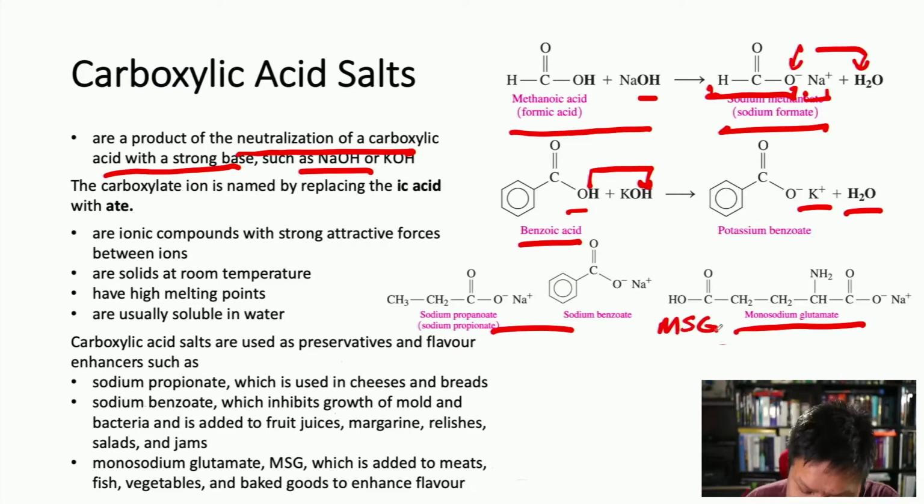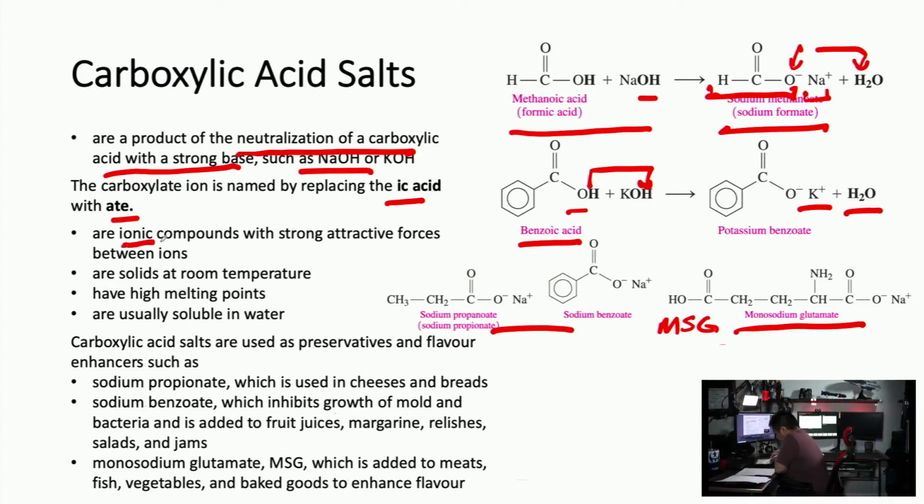All right. So, how do you name carboxylate ions? All you do is change the ic to ate. It's just like any other acid ion, right? Any other conjugate base of an acid.